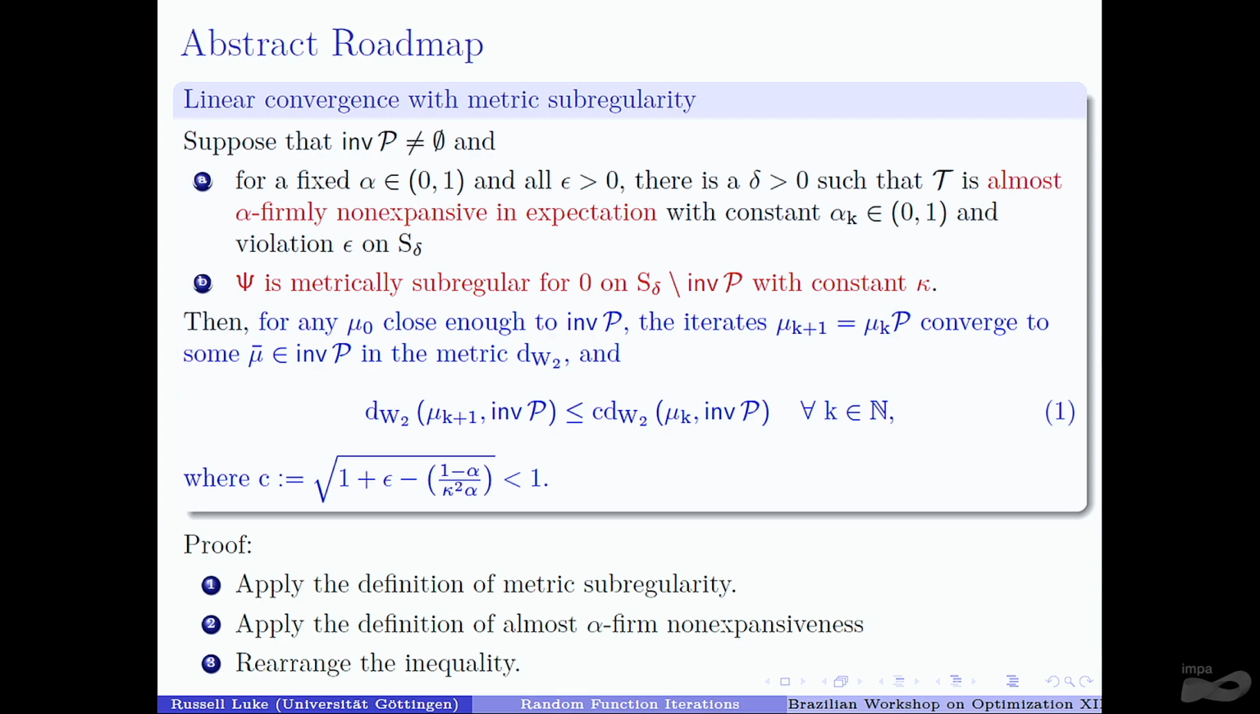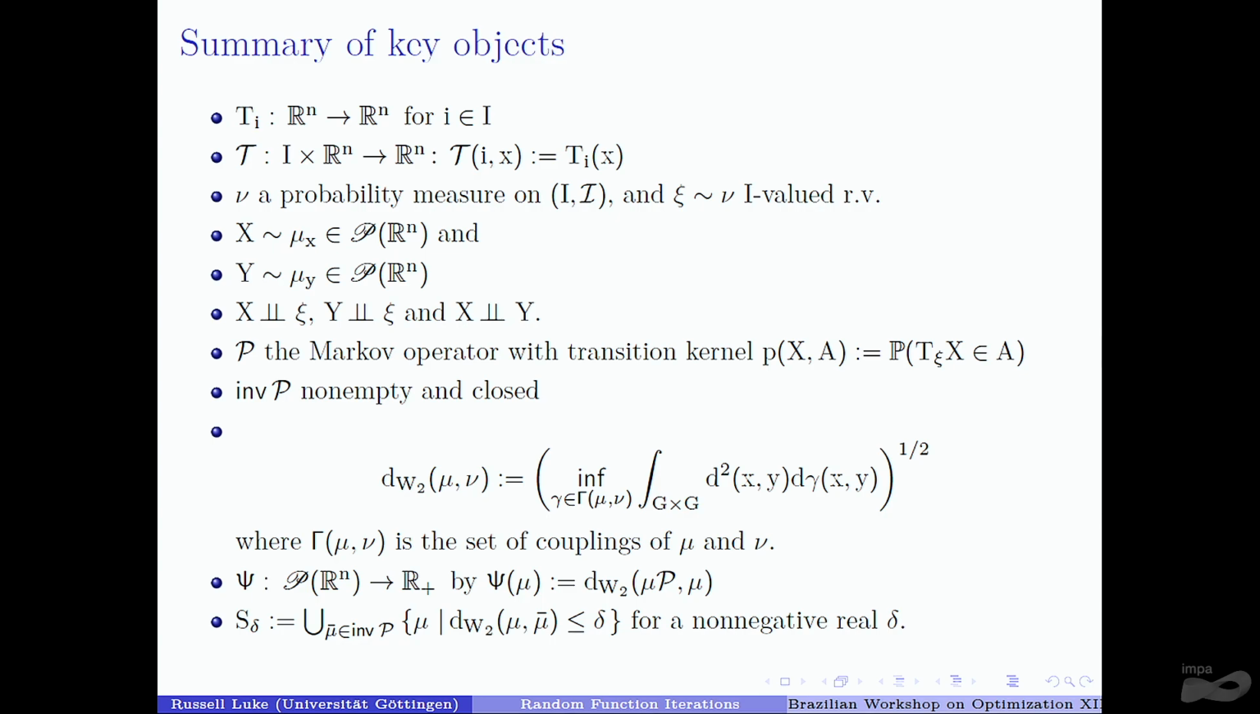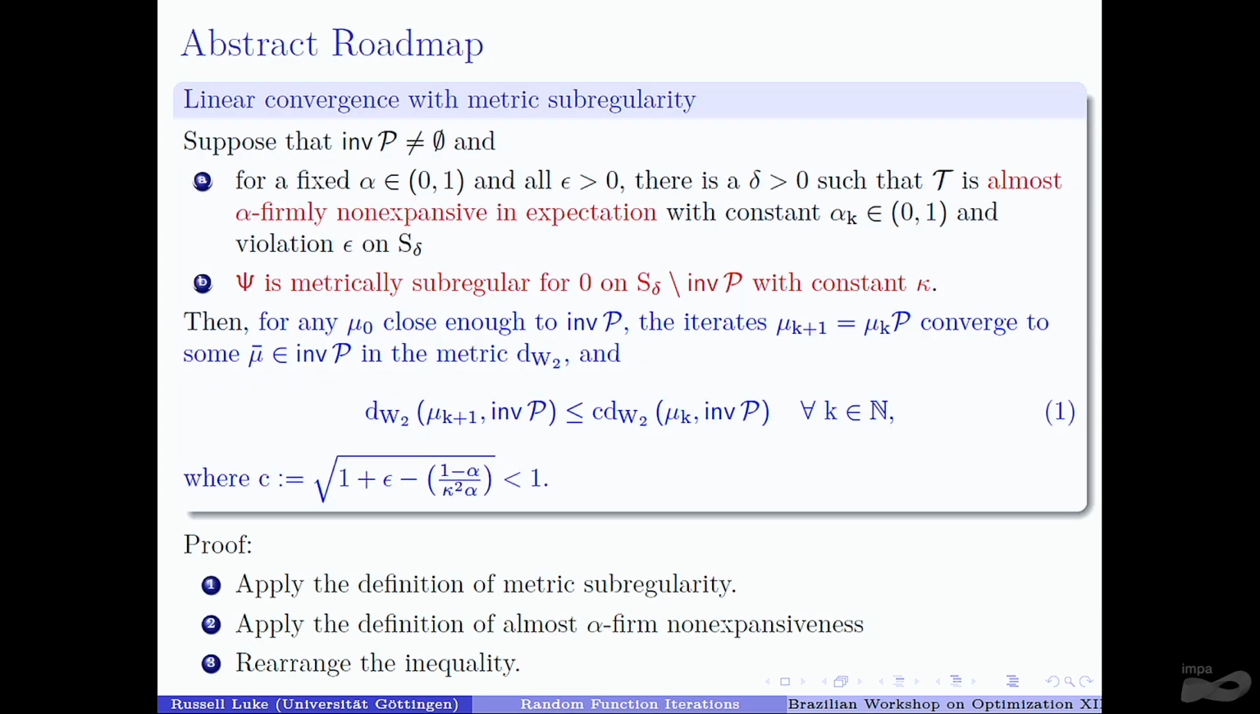Okay, so abstract roadmap: how I'm going to get convergence and what properties I'm going to need. Let's suppose that the set of stationary measures is not empty. We have a fixed alpha, always strictly between 0 and 1, and some epsilon, which is a violation of the usual firm non-expansiveness inequality. So there's some delta ball that I can put around the set of invariant measures such that my script T mapping, over all the specific instances, is almost alpha firmly non-expansive in expectation with constant alpha and violation epsilon on this neighborhood.